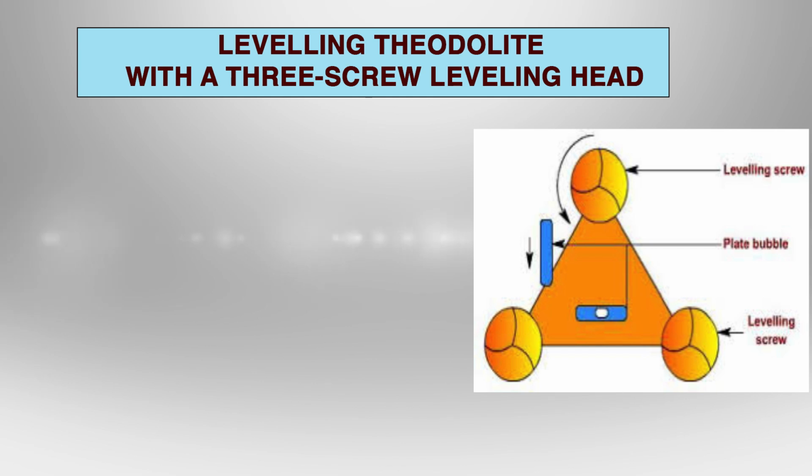Most instruments have only one bubble tube, but in some instruments you may find two bubble tubes that are perpendicular to each other and they are placed over the plate. When the theodolite has a 3-screw leveling head, we use the following procedure.